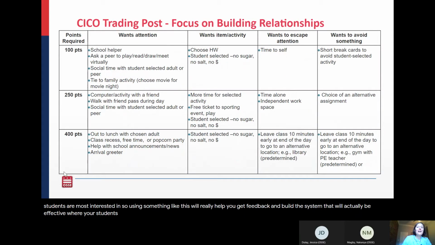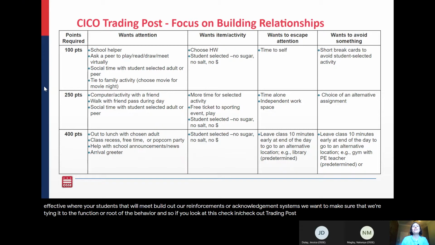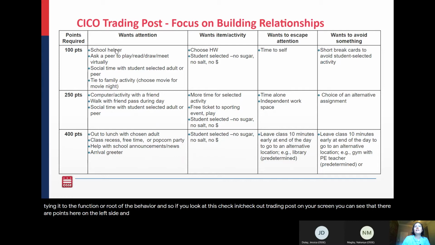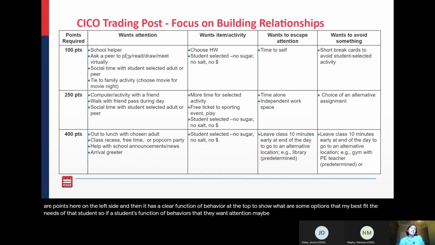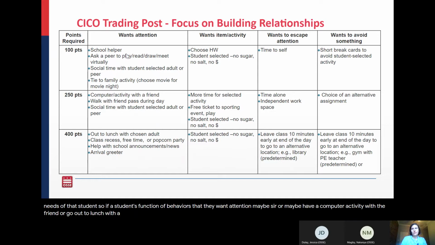We also can see that when we build out our reinforcement or acknowledgement systems, we want to make sure that we're tying it to the function or root of the behavior. If you look at this check-in, check-out trading post on your screen, you can see that there are points here on the left side, and then it has a clear function of behavior at the top to show what are some options that might best fit the needs of that student. So if a student's function of behavior is that they want attention, maybe it makes sense to have them buy the ability to be a school helper, or maybe have a computer activity with a friend, or go out to lunch with a chosen adult.